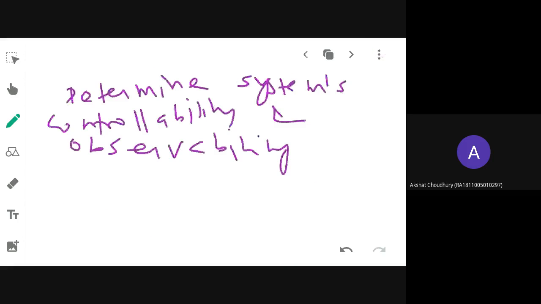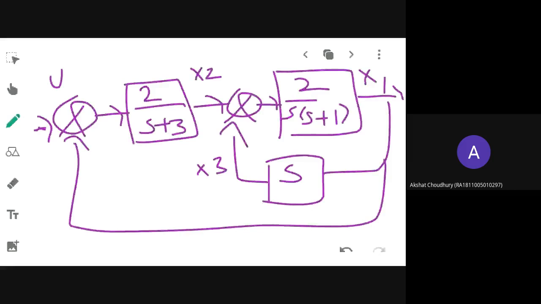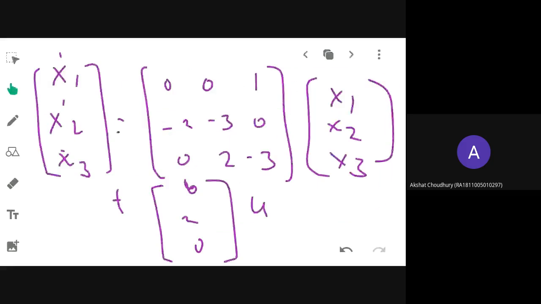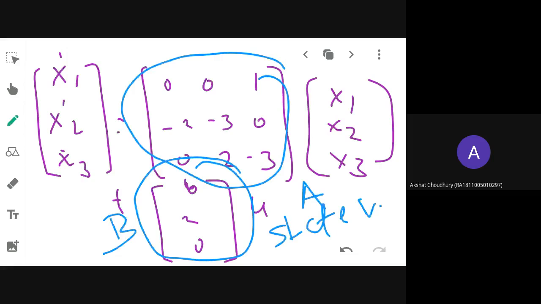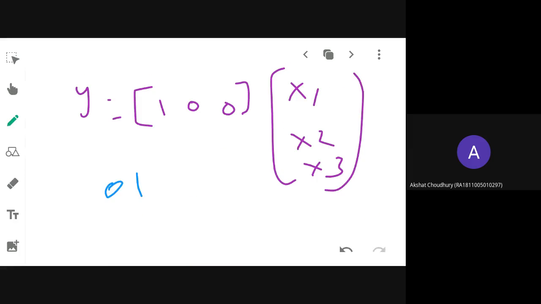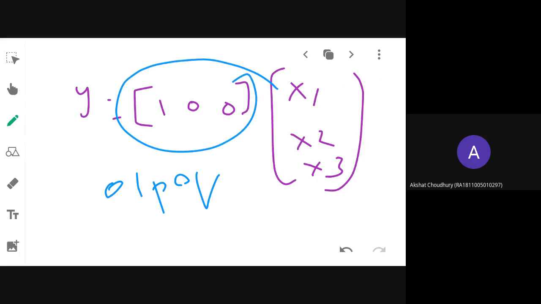Okay, so you were given one block diagram like this, and using all the three blocks that we had, we wrote three equations from which you determined the state equation. So from which, what is A and what is B? A is 0, 0, 1, minus 2, minus 3, and so on. This is your A matrix and this is your B matrix. This is the state equation that we derived as part of the state space model. Then you derived one output equation from which you determined the C matrix.